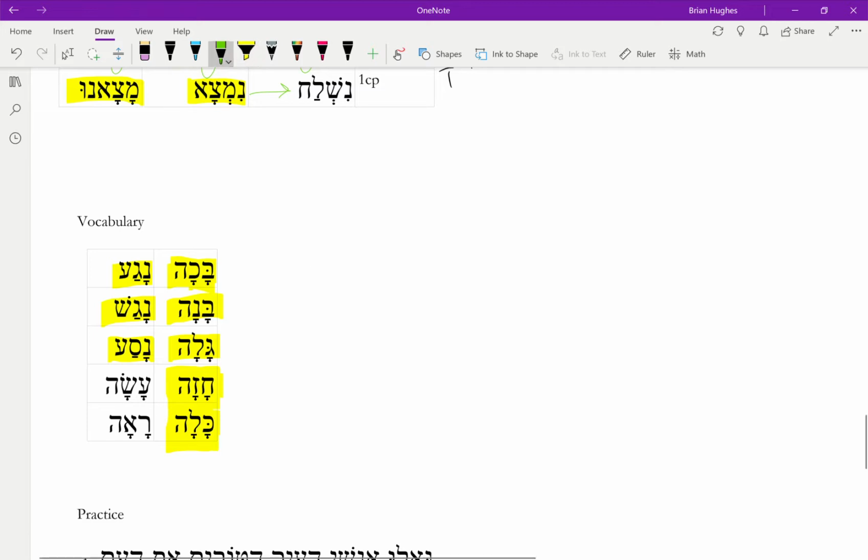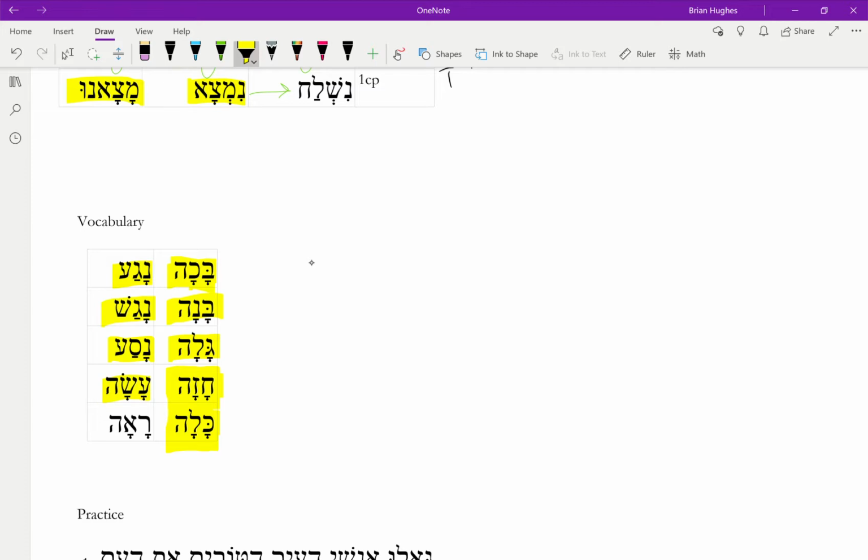So this is where we need to be clear. We're not just listening to the word, but we're also looking at the consonants, because you already have learned nasa, which is to lift, carry, pardon, or forgive. Sorry, that's with an aleph there. My bad. So don't get nasa, to start out, mixed up with nasa, which is to pick up. There are two completely different consonants in there.